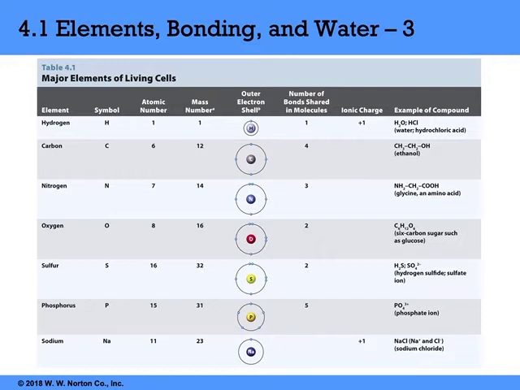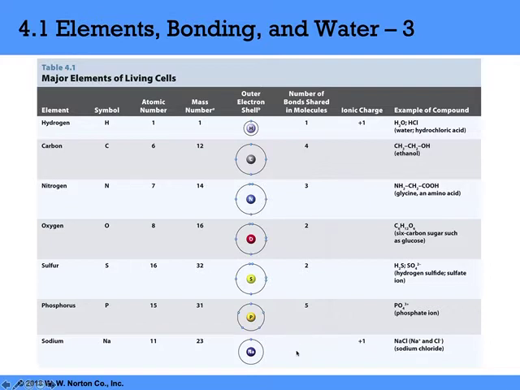You can see some numbers over here on the right, bonds shared in molecules, right? Hydrogen can form a single, what we call a covalent bond. Carbon can form 4, nitrogen 3, oxygen 2, sulfur 2, phosphorus up to 5, okay? And sodium generally forms an ionic bond when it reacts with a nonmetal, or a metallic bond if it reacts with another metal, all right?